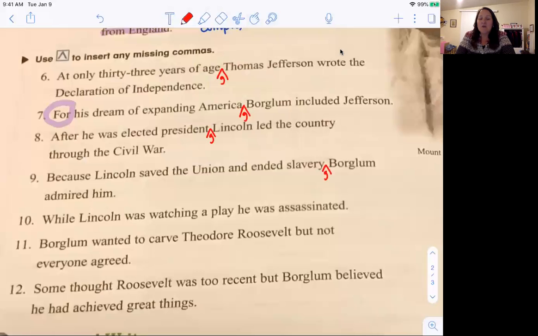10. While Lincoln was watching a play, he was assassinated. I'll say it one more time. While Lincoln was watching a play, he was assassinated. Where's it going to go? Between play and he. Awesome.